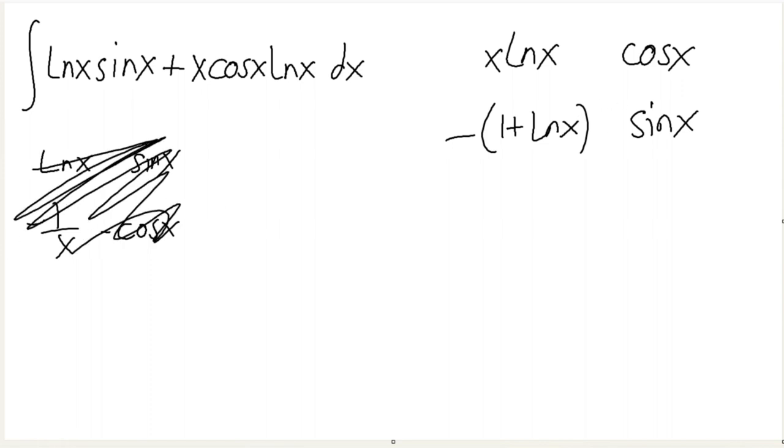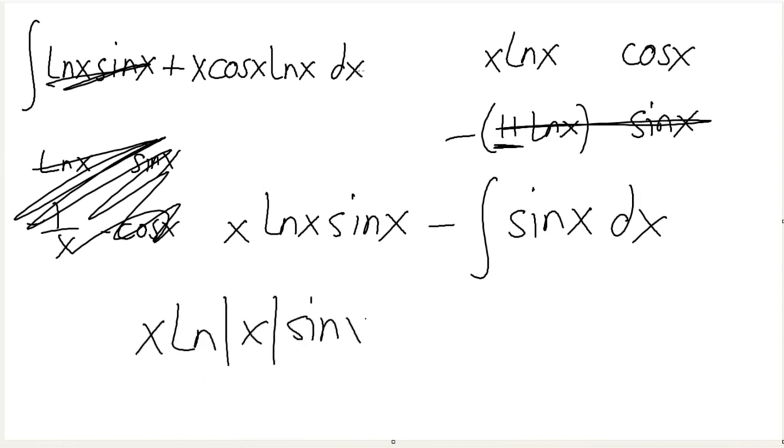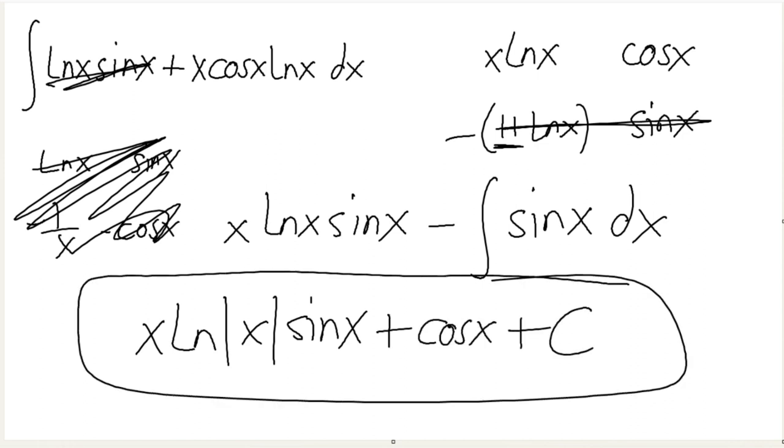scratch this. Notice that here we have ln of x sine of x here. Oh, look at that. So ln of x sine of x, and it's negative, so they cancel out. They cancel out. So what we have is x ln of x sine of x, but don't forget we have this 1 here. So we have the integral of sine of x dx. And so our answer is x ln of x sine of x plus cosine of x plus c. And that's what we have.